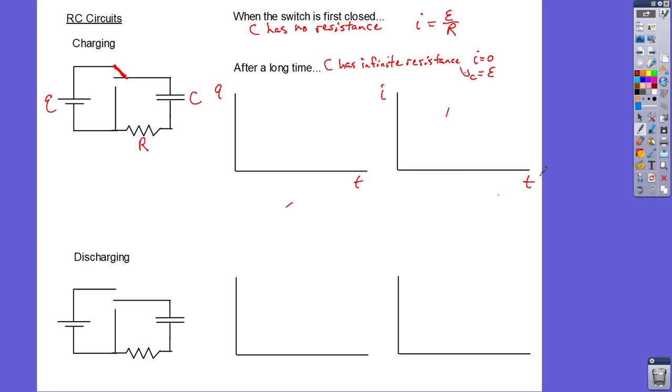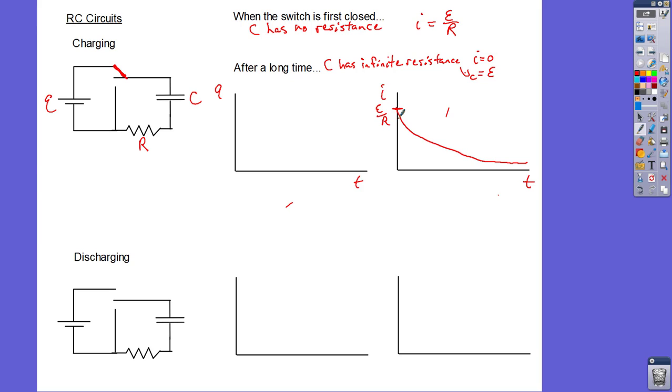Okay, so looking at our relationships here, the current starts off at E over R, and then it eventually goes down to 0, so we have this nice exponential thing, and it's going to approach 0 as an asymptote. They might ask you to label that point on there. We would label that as E over R.